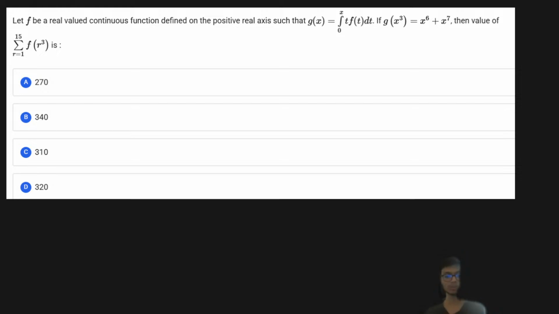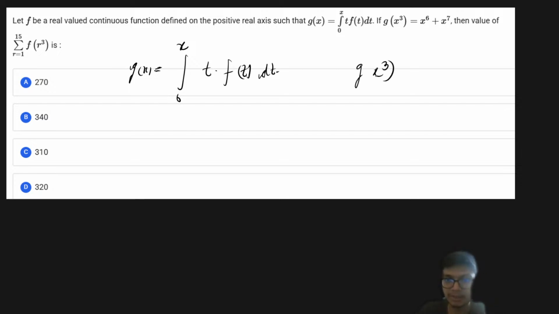So once we have this expression over here, it is said that the function value of g of x is going to be the integral from 0 to x of t into f of t dt, right? So it's again a question of a variable definite integral. As you can see, the limit of the definite integral is variable, that is going till x, right? So once we have this expression, it is said that g of x cube is basically equal to x to the power 6 plus x to the power 7 over here.